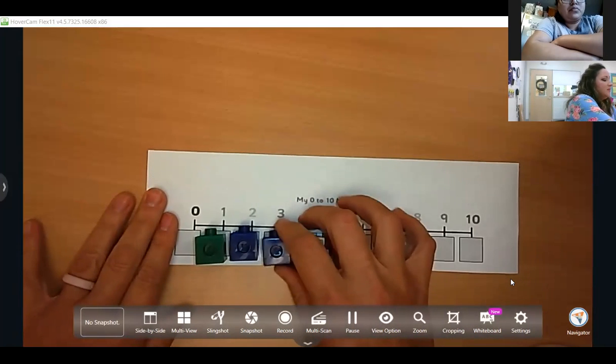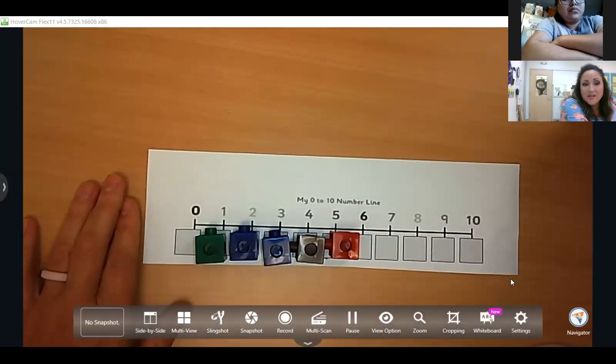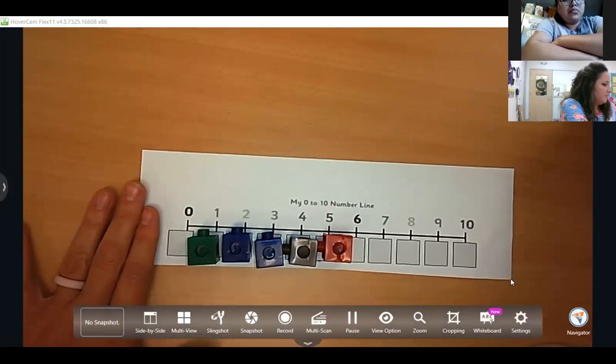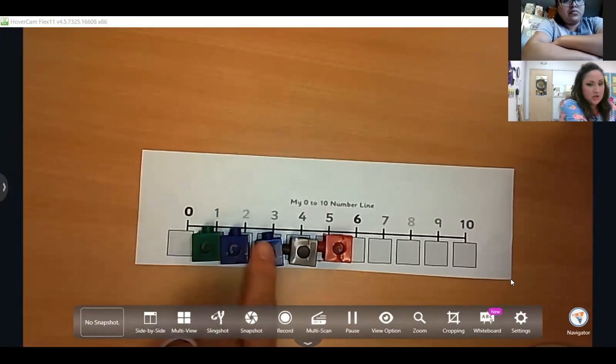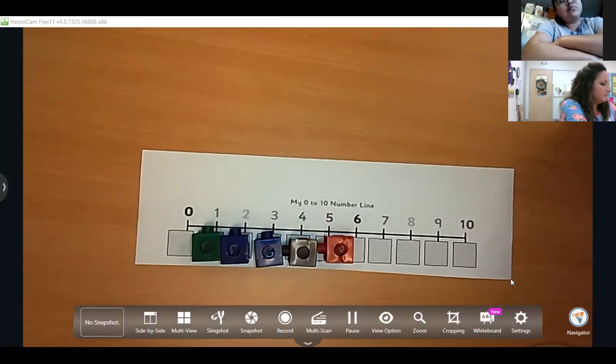And here I'm going to ask them the same questions that I asked when I used the 5 frame and the 10 frame. Here, again, you want them to do that one-to-one correspondence. So they're touching each and everything as they count.